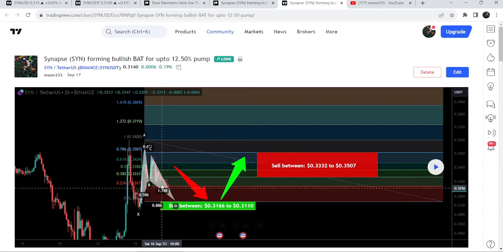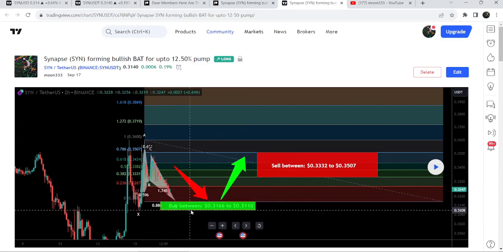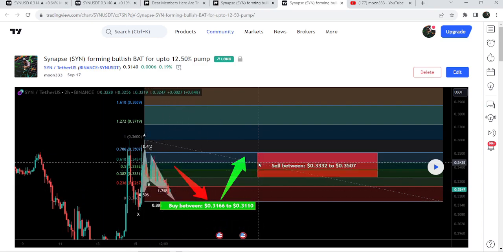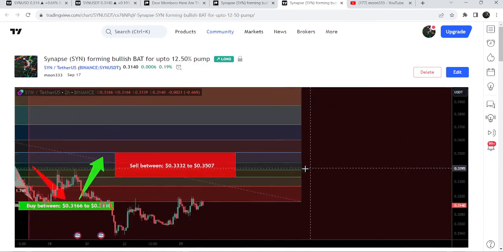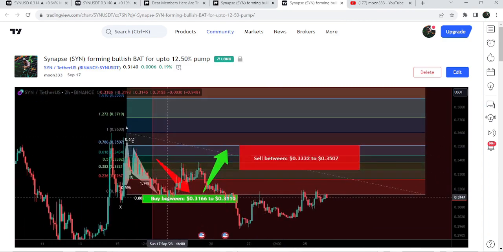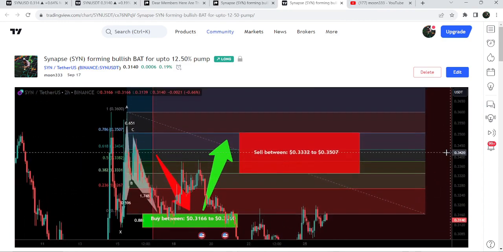Therefore, I told my members that once it enters here, then as per the Fibonacci sequence of this move, we can expect another reversal from here. After playing this chart, you can see that the price line dropped down, completed the leg here. Then we had a nice reversal and reached the sell targets here. It was almost an 8% pump.